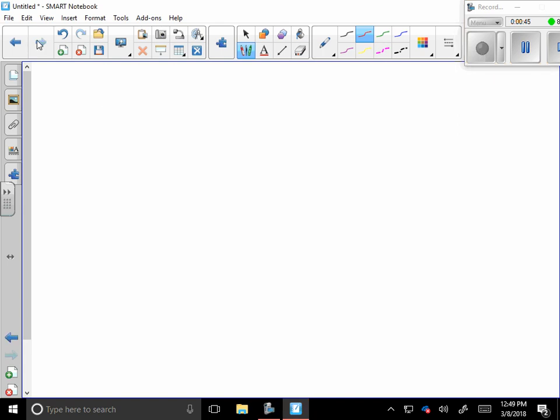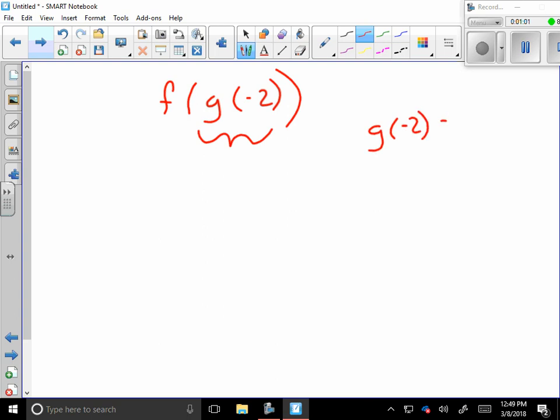Number 2, we have f of g of negative 2. So we're going to figure out what g of negative 2 is first. Our g function is x squared plus 3. So g of negative 2 would be negative 2 squared plus 3. Negative 2 squared is 4, plus 3, which would be 7.